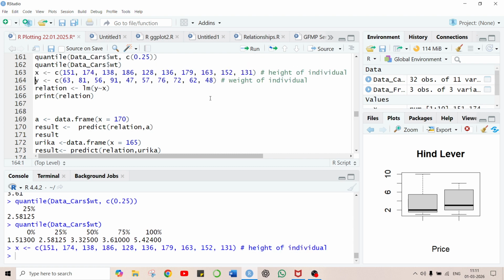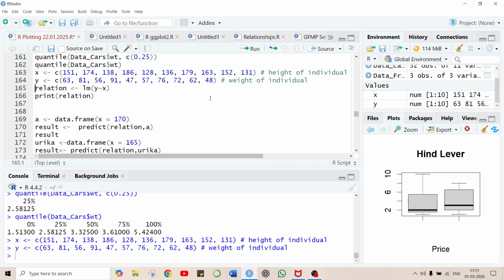Another set of observations are the corresponding weights of those individuals. So X and Y. Now I'm building a relationship. When there is a dependent variable and an independent variable, you can have one relationship. You might have studied in linear algebra, where if X and Y are two variables, and X is an independent variable, Y is a dependent variable, the relationship will be Y is equal to mx plus c.